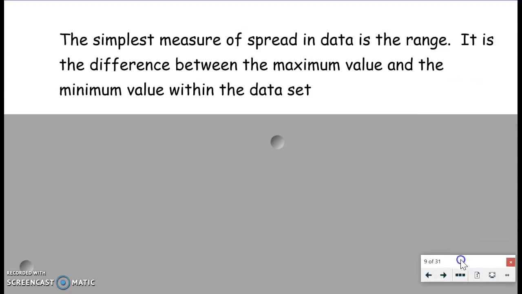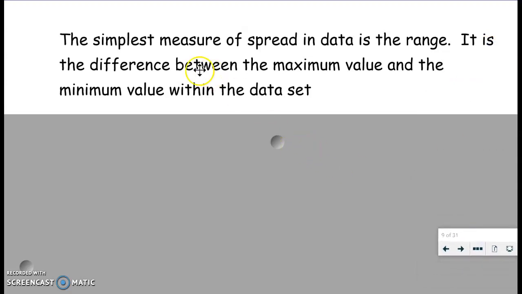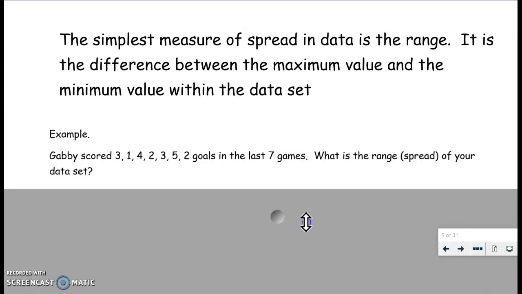All right, first let's quickly review the range. Okay, the simplest measure of spread in data is the range. It is the difference between the max and the minimum value in the data set. Okay, so if Gabby scored this many goals in 7 games, what is the range or spread? So we have to find the maximum amount of goals she scored in one game. Well, it's 5. The minimum amount of goals she scored in a game is 1. So we take the maximum value minus the minimum value, and that gives us the range.